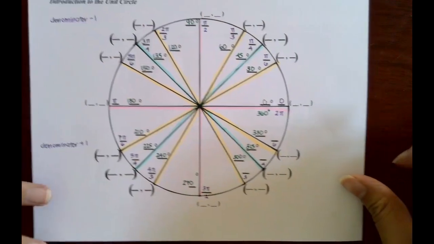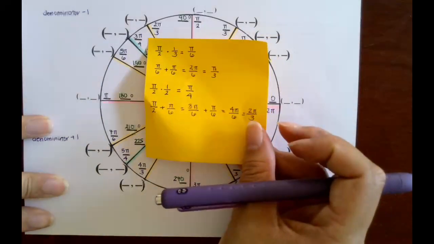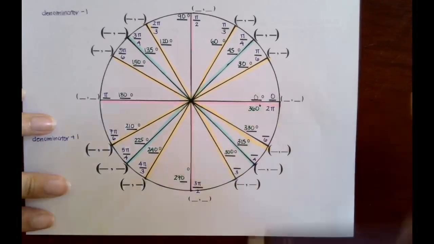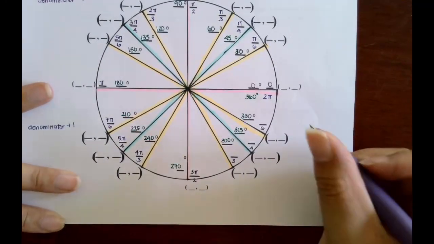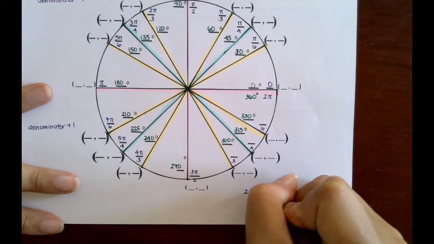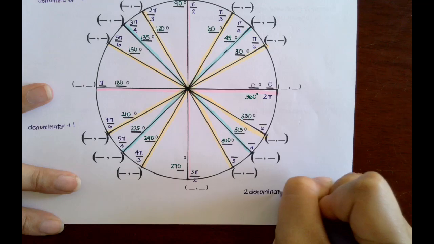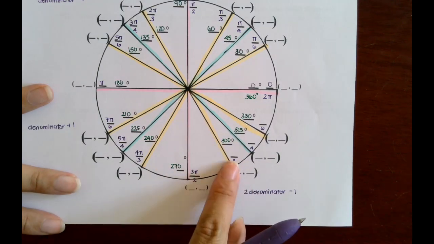Then, what is this quadrant? Again, we could do all this math to figure out what it is, but this shortcut for memorizing the unit circle is going to be 2 times the denominator minus 1. So 2 times your denominator minus 1. So 3 times 2 is 6.